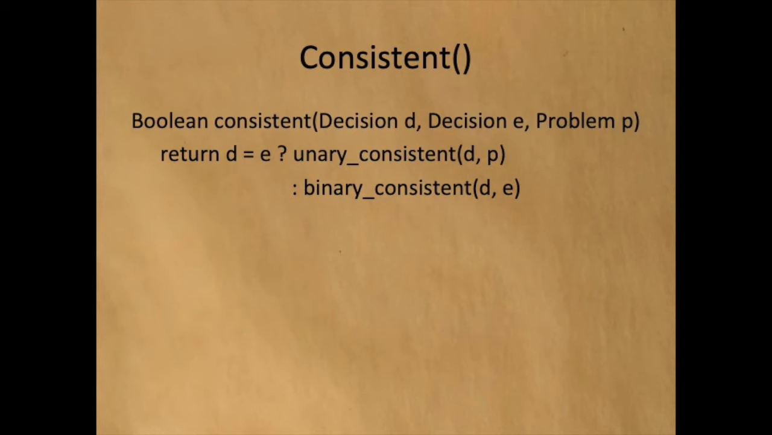The function consistent checks whether the two decisions are the same. If the two decisions are the same, then it checks unary consistency. Otherwise, it checks binary consistency.